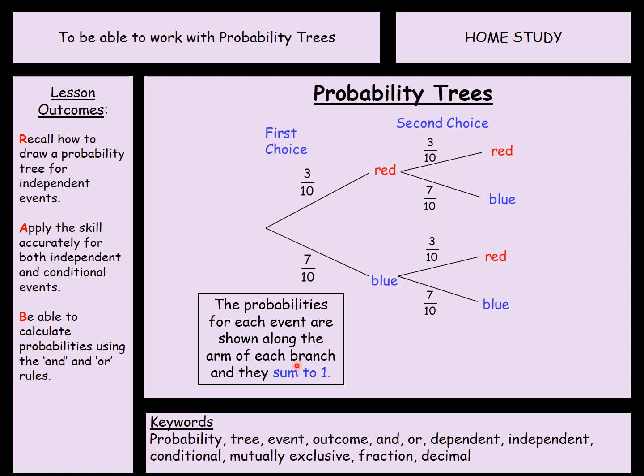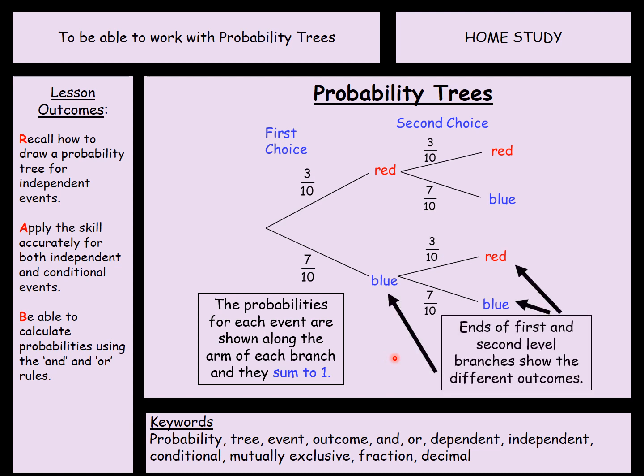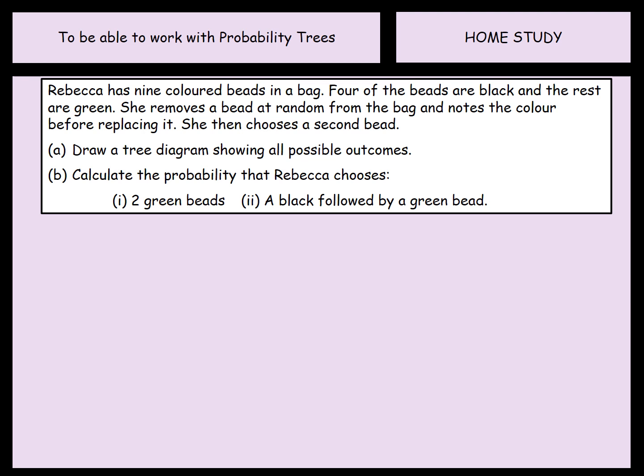Okay, so probabilities for each event are shown along the arm of each branch, and they add up to 1. I've mentioned that already. And here, the ends of the first and second level branches show the different outcomes. It'd be important for you to get this bit in your book, so do that bit now, please. Okay, then we'll do an example.